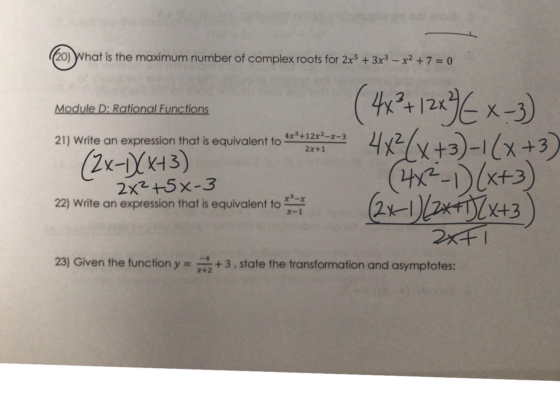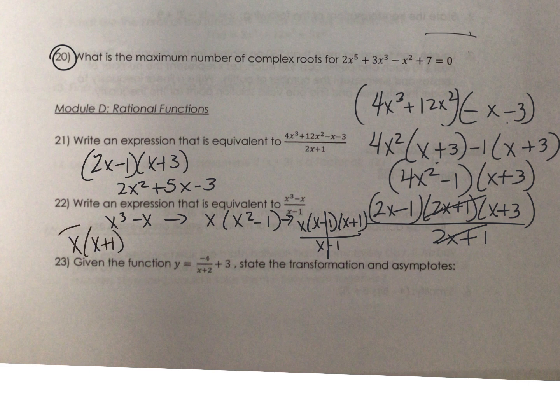Okay, 22, write an expression that is equivalent. Well, x cubed minus x can be factored, and you can take out an x, and you're left with x squared minus 1. And x squared minus 1 is a difference of squares. So then you're left with, and I'm going to run out of room here, x times x minus 1 times x plus 1. And since we're dividing by x minus 1, we're left with x times x plus 1. And that could be enough. But if it's not, you can always multiply and get x squared plus x.